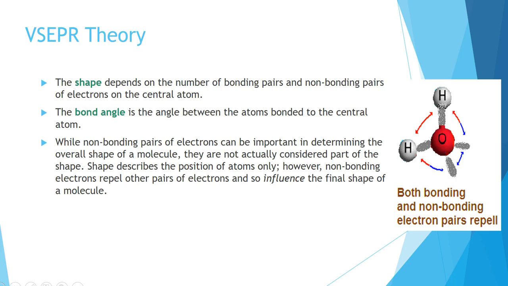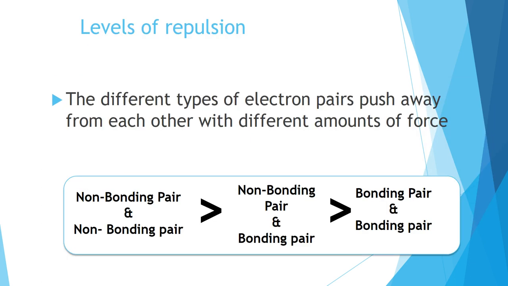The bond angle is the angle between, in this one here, the two hydrogens on water. So it's the angle formed when we go from the hydrogen through the oxygen and out to the other hydrogen. This angle here is what we refer to as the bond angle. And we'll look at the impact of non-bonding pairs on those. We don't consider them as part of the shape, but they certainly dictate how our shape will form.